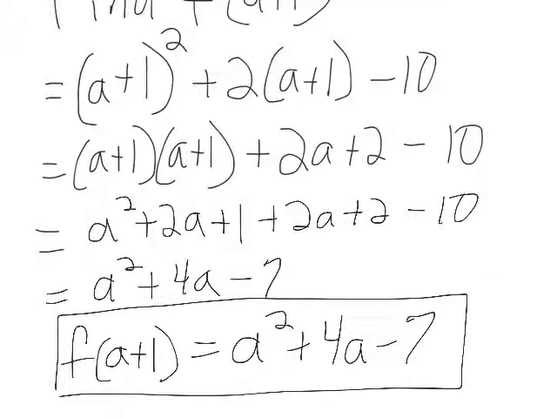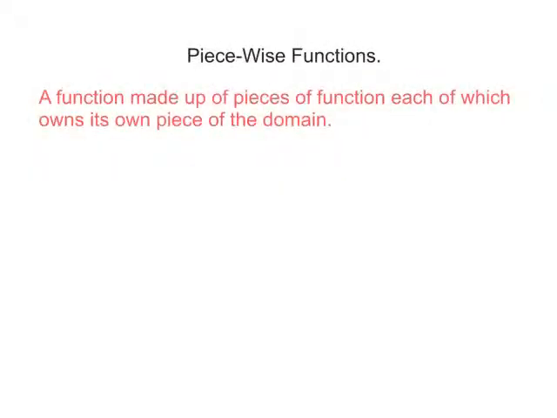Now, let me show you one other little thing before we leave the evaluation subject. Pull up a new page. We can evaluate with piecewise functions also. A piecewise function is a function made up of pieces of functions, each of which owns its own piece of the domain. None of the pieces overlap, so you may have one piece that owns everything from negative infinity to 2, another piece from 2 to positive infinity, and that would be a two-piece piecewise function. You can have more than two pieces. You can have 3. This one we're going to look at has 3.